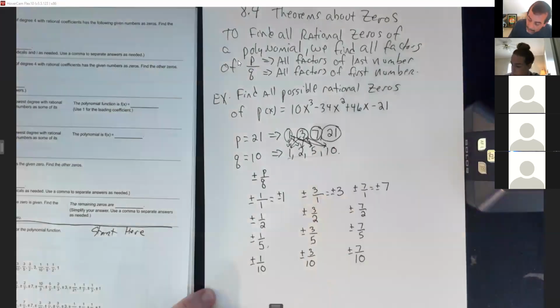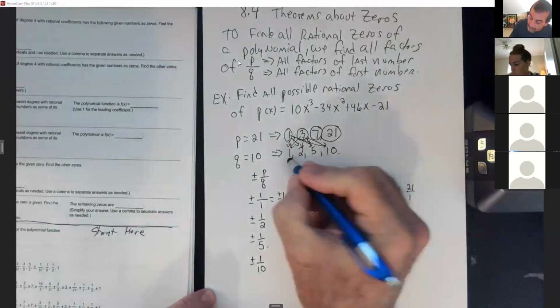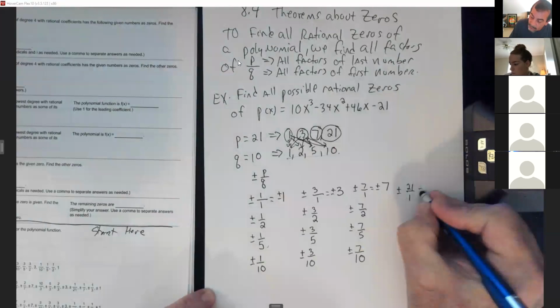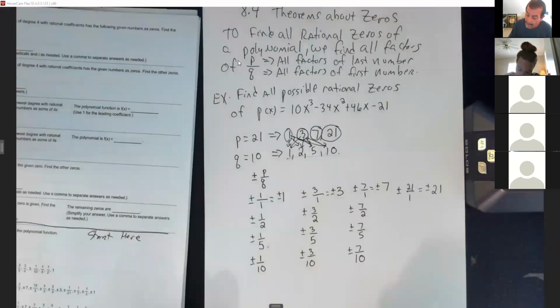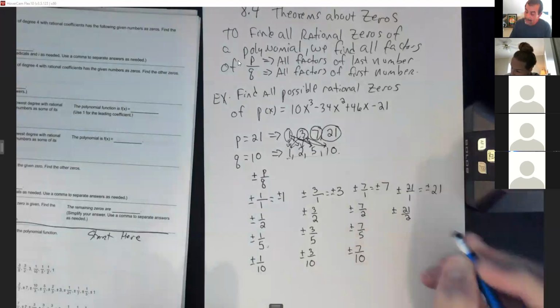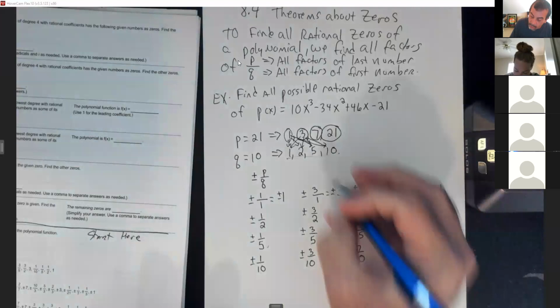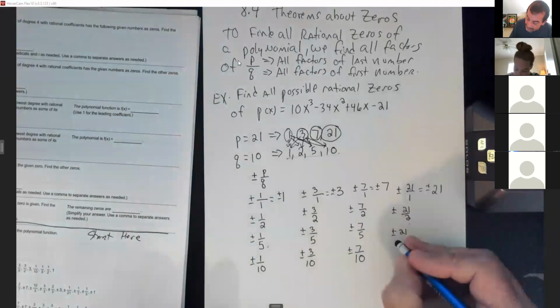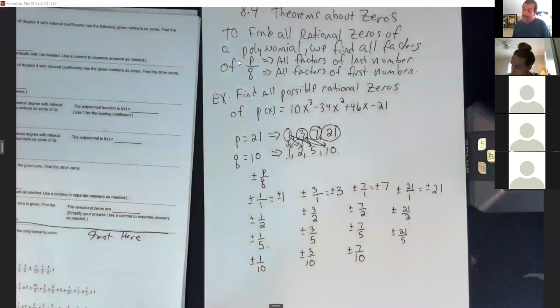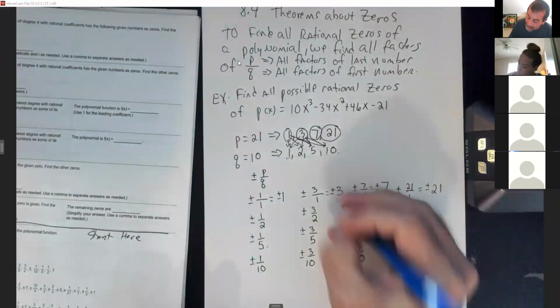So here we go. Plus or minus 21 divided by the 1 gives me a plus or minus 21. Plus or minus 21 divided by 2. That one don't reduce. Plus or minus 21 divided by 5. That one doesn't reduce. And then finally, plus or minus 21 divided by my 10.